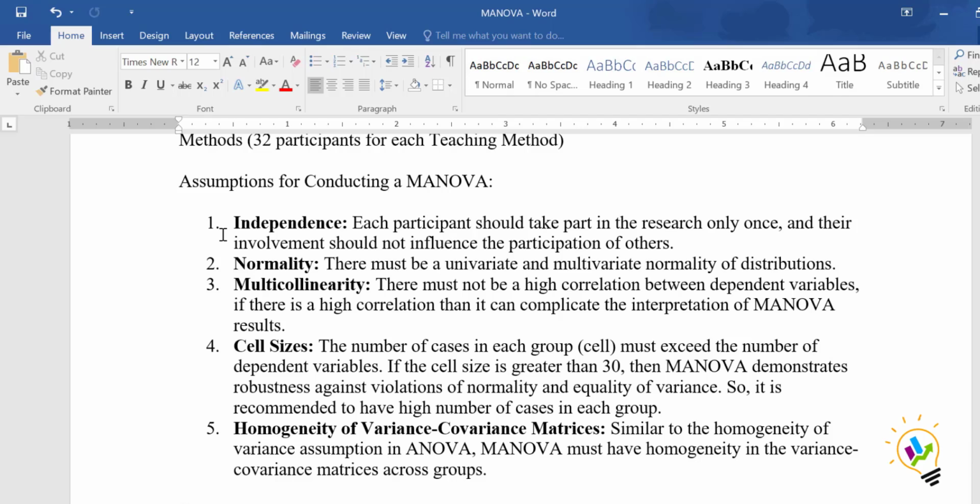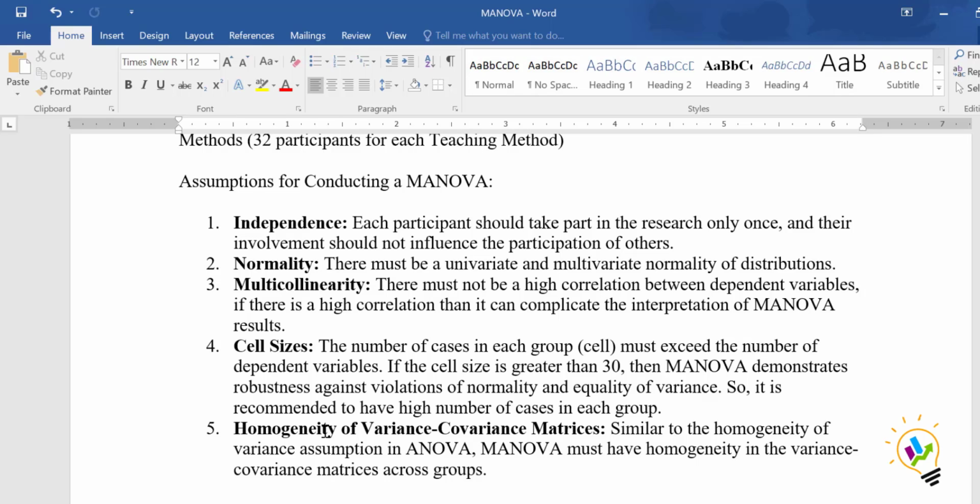What is the first one? Independence. Next one is normality. Third one is multicollinearity, which we already discussed with VIF. Cell size I showed you, we got 32. And homogeneity of variance, the covariance matrix, we have also discussed. The Box's M significance value must be greater than 0.05, and we got 0.242, which is more than 0.05. So the multicollinearity problem is not there, homogeneity is there, normality is there, univariate normality and multivariate normality are there in the data.